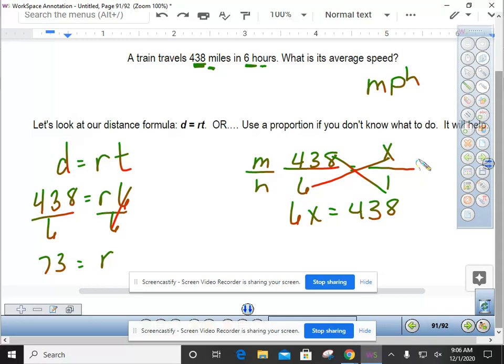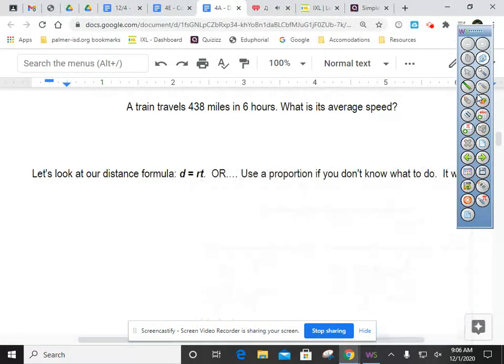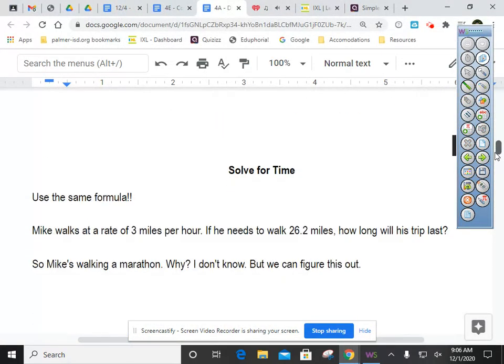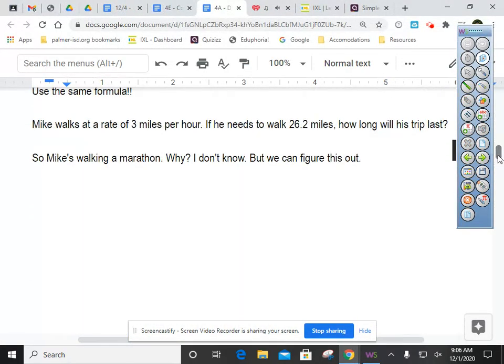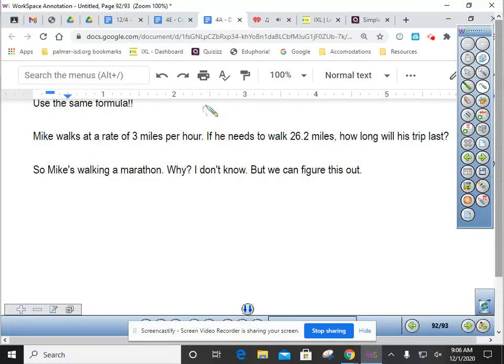All right. On to the next one. Solve for time. Use the same formula. Mike walks at a rate of 3 miles per hour. If he needs to walk 26.2 miles, how long will his trip last? He is walking a marathon.